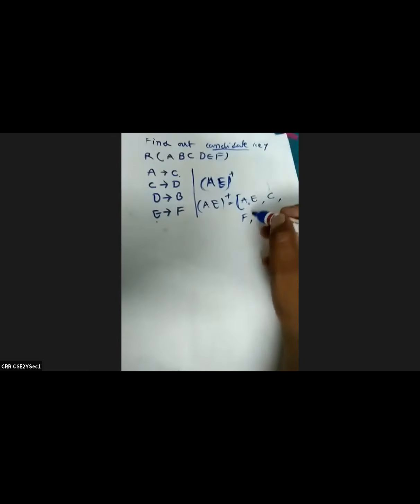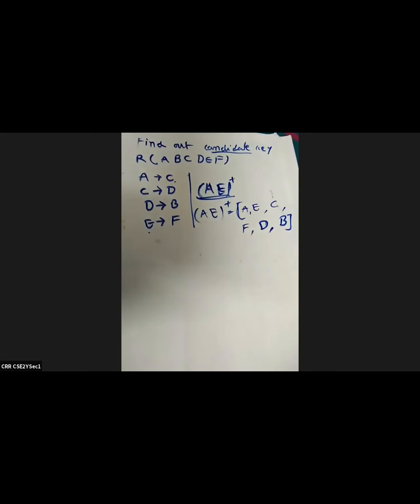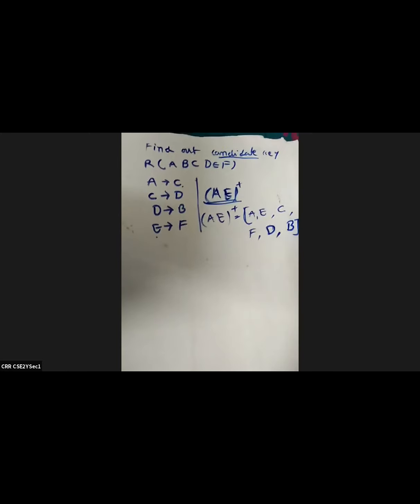Next, please try to observe. By using C, we can find out the D. Am I right? By using D, we can find out the B. So A, B, C, D, E, F. That means all these attributes are found by using the closure of AE. I hope all of the members were able to understand this.